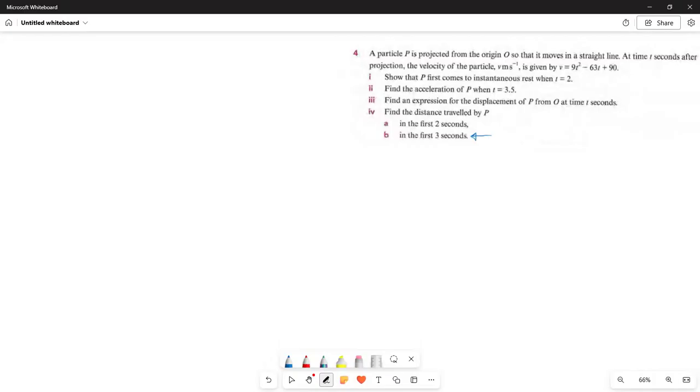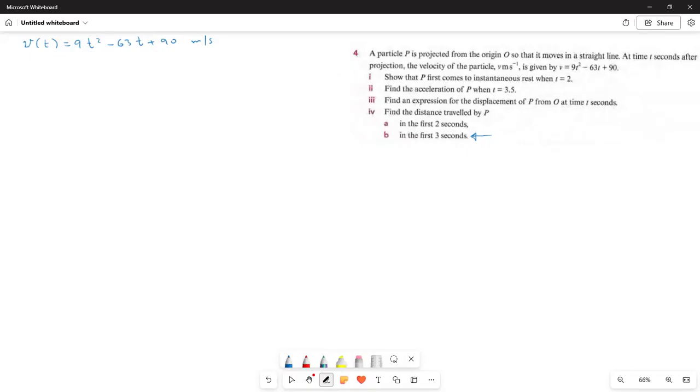Okay, so we are given that the speed or the velocity of an object is given by 9t squared minus 63t plus 90 meters per second. We understand from this statement that a particle P is projected from the origin so that it moves in a straight line at time t seconds after projection. It means it passes the origin 0 at t equal to 0. So at t equal to 0, the distance was 0. Anyway, we will use this information.